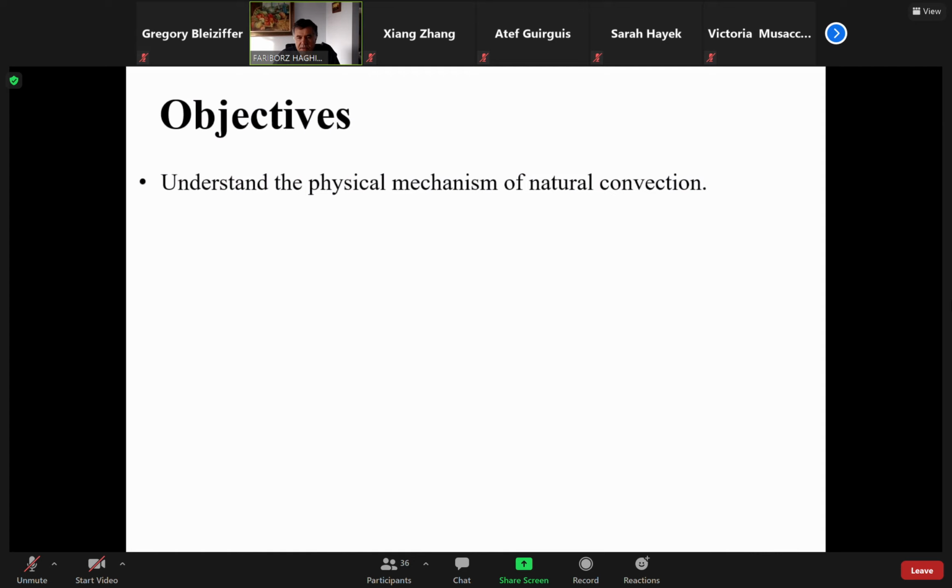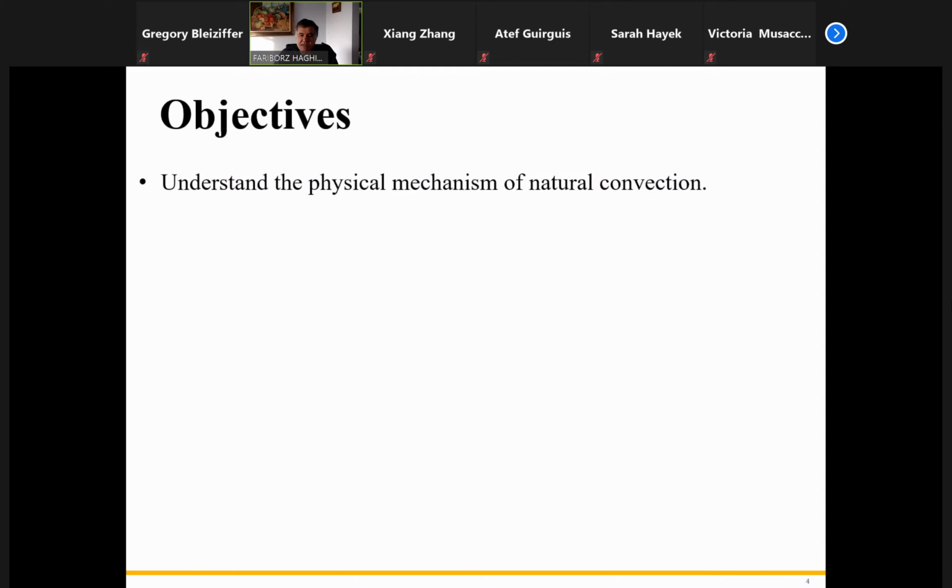The objective of this chapter is to understand the physical mechanism of natural convection. For forced convection, we know the fluid is moving with a certain velocity, and from the velocity we were able to calculate the Reynolds number, and from that, whether the flow is laminar or turbulent, and we were trying to find that.